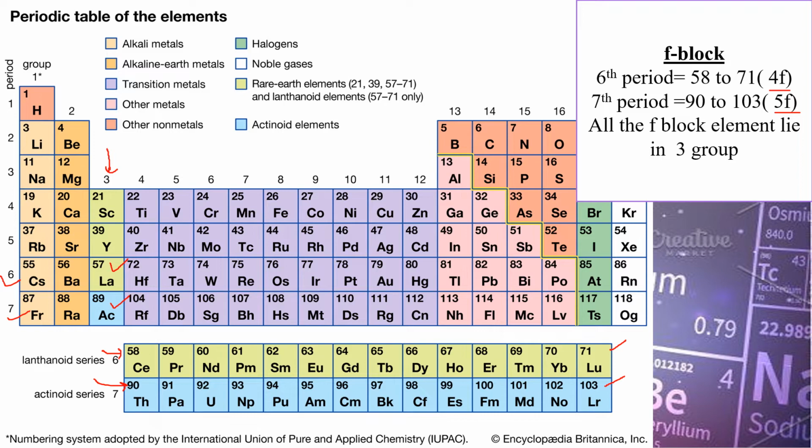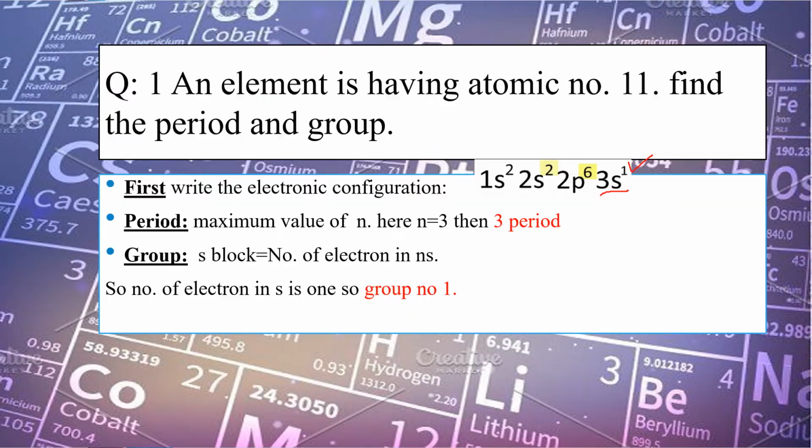Now if the electrons enter in the 4f subshell, then it belongs to the 6th period, and if the electron enters in the 5f subshell, then it belongs to the 7th period. Moving ahead, let's solve some examples based on what we have studied.